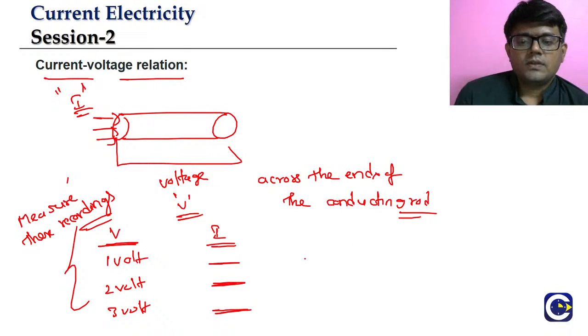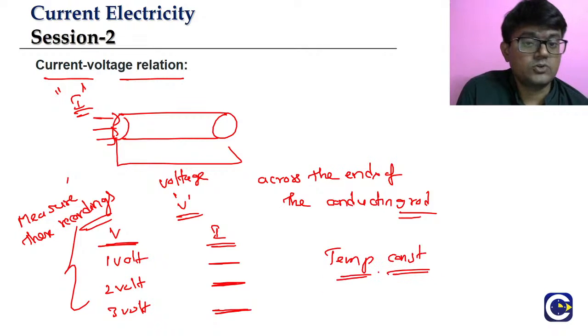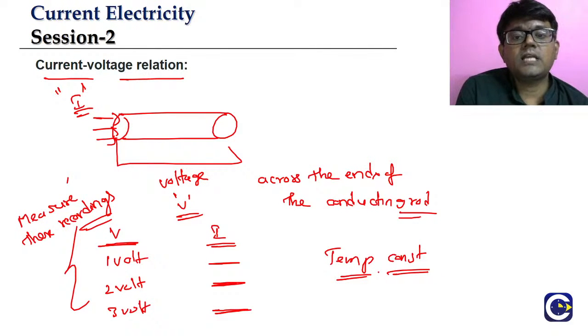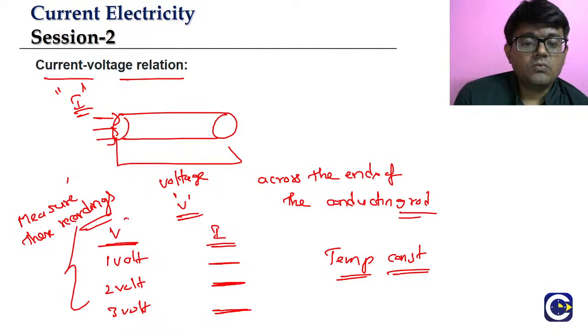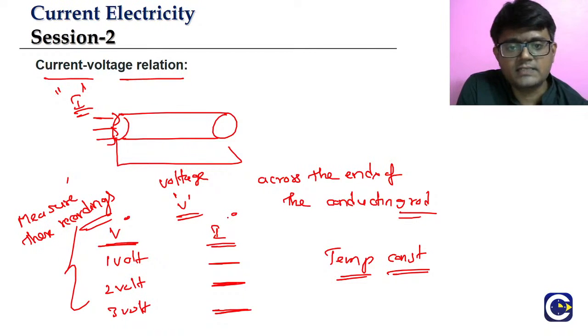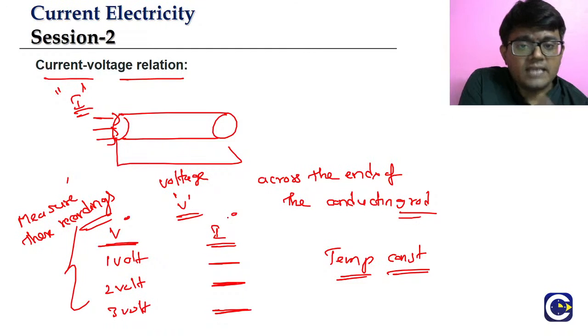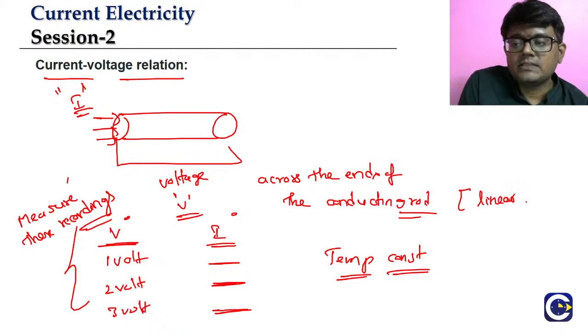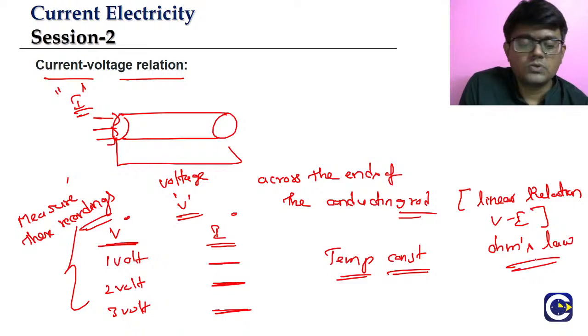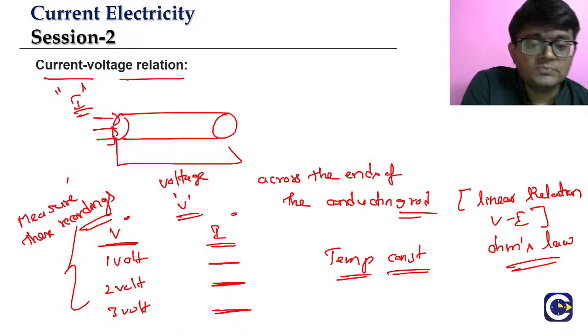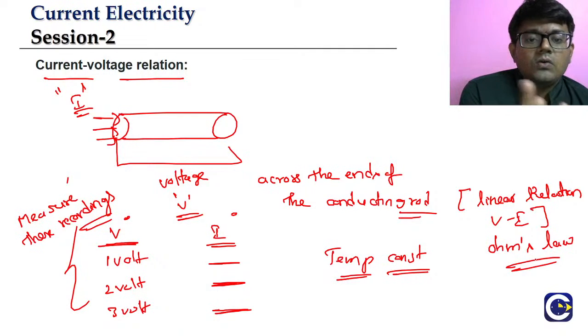If we keep the temperature constant, without changing the temperature, then it has been observed that the voltage and current will have a relation. Many cases and many conditions will come up, and we will discuss them in detail. But the relation we are going to discuss first is what we call a linear relation between the voltage and the current. We also call it Ohm's law. Ohm's law gives us the linear relation between the voltage and the current.